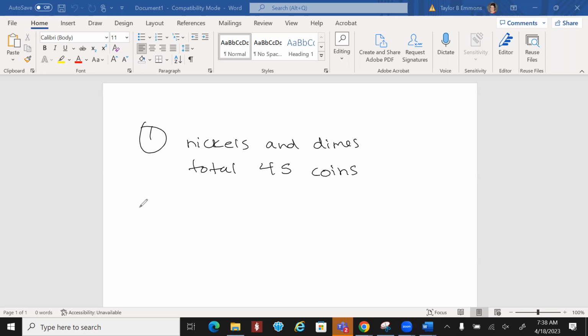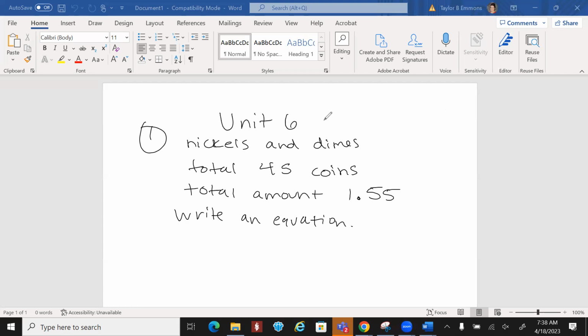You have a total amount of $1.55. We want to write an equation that represents this situation. On your paper, I would write this information out, and then we're going to go through it in just a second. If you want to title this paper Unit 6 Review, probably a good idea.